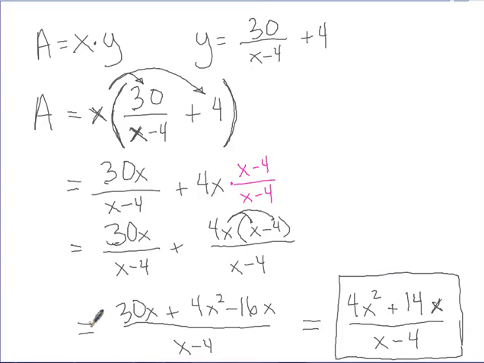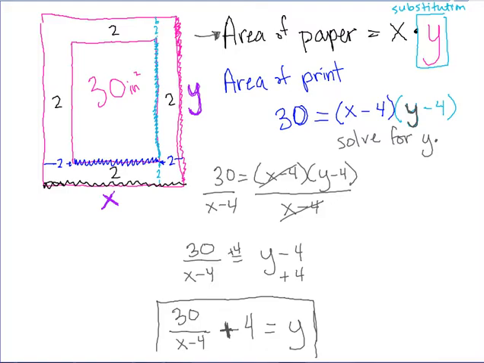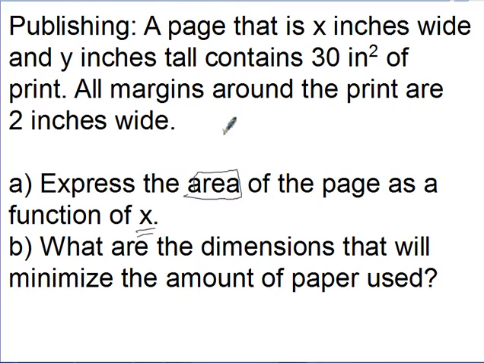So now we need to go to part B. We have area equals 4x squared plus 14x over x minus 4. Now, what are the dimensions that will minimize the amount of paper used? So this is an area equation about the paper that we're using. So we're going to plug this equation into our calculator.